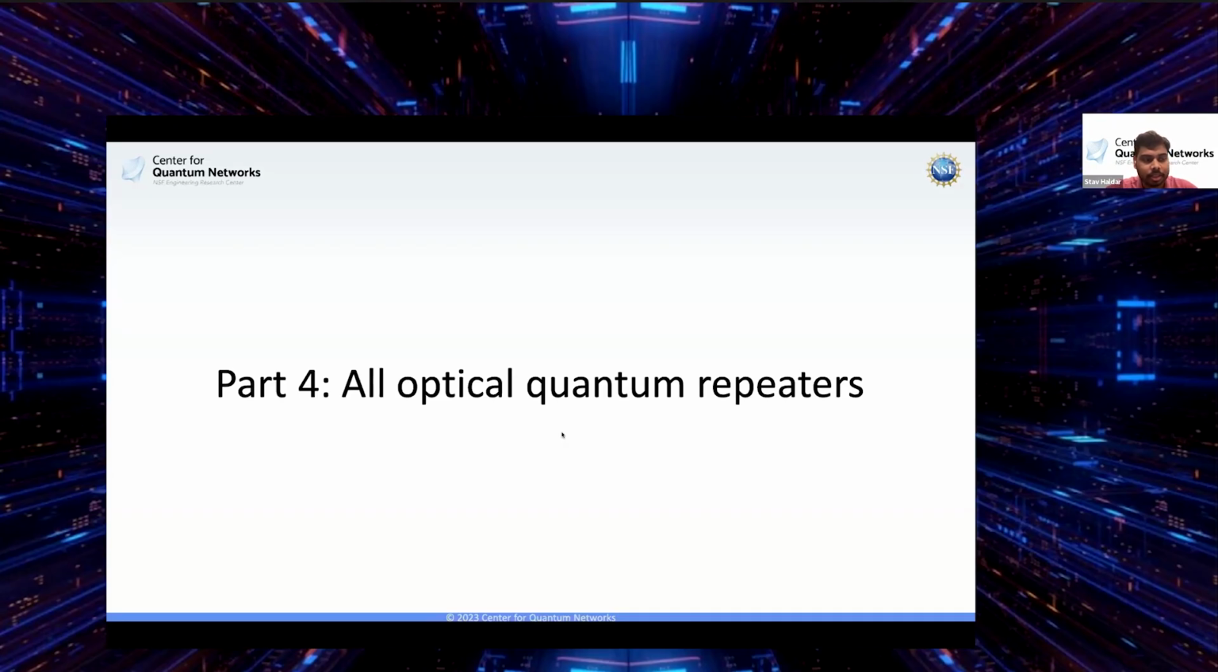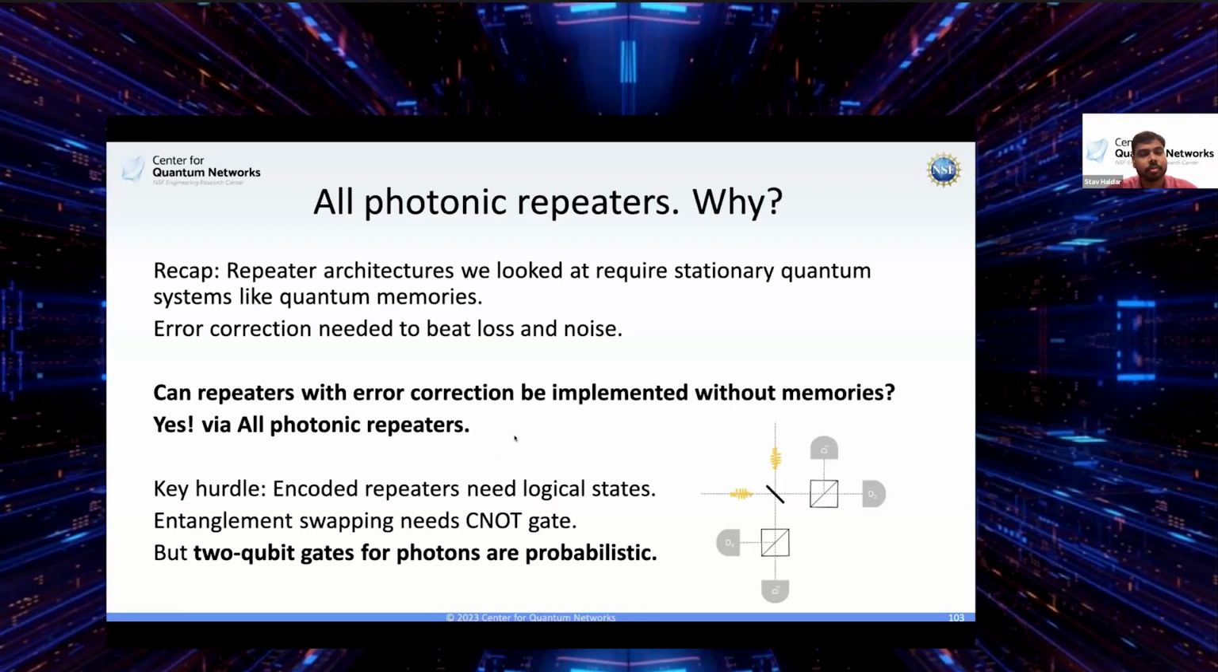But now let's look at an alternative proposal, where the idea is: can we do this end-to-end entanglement distribution just with photons? If you want to eliminate completely the stationary qubits or quantum memories, is there a way that can be achieved?